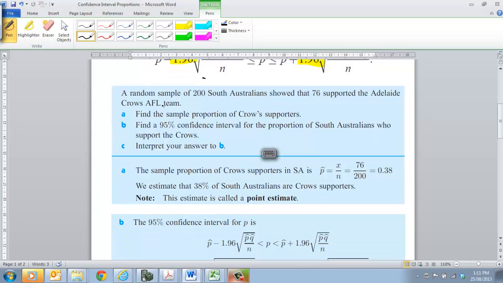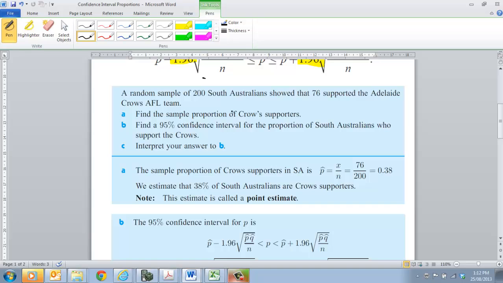Okay, so here what we've got is a random sample of 200 South Australians. 76 support the Adelaide Crows AFL team. Find the proportion of Crow supporters from that. All you have to do to find the proportion is simply divide 76 by 200. And that will give you 38% of South Australians are estimated to be Crow supporters. So that's your first part.